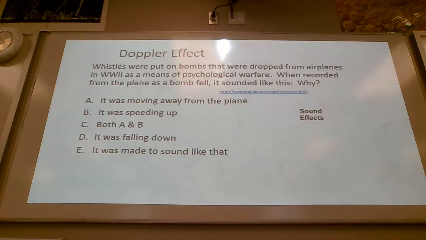Tell your neighbor what you think. Correct answer is C. The pitch is lower, but it has a decrease in pitch, meaning it's speeding up.